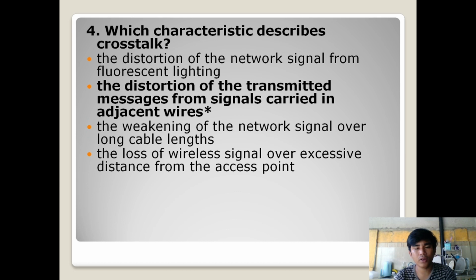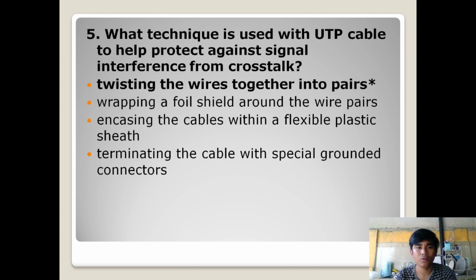Which characteristic describes crosstalk? So my answer in this question is the distortion of the transmitted messages from signals carried in an adjacent wire. So what technique is used with the UTP cable to help protect against signal interference from crosstalk? So my answer is twisting the wires together.